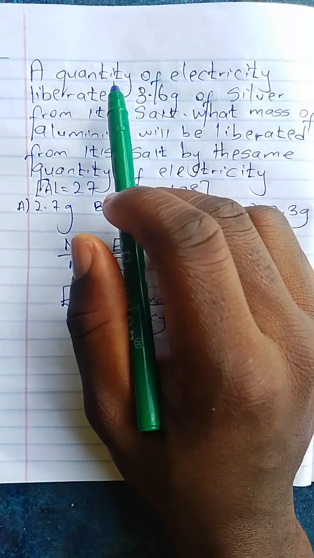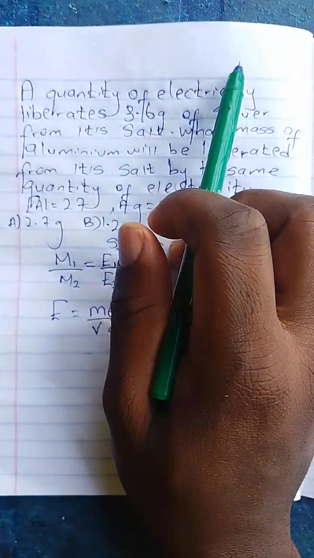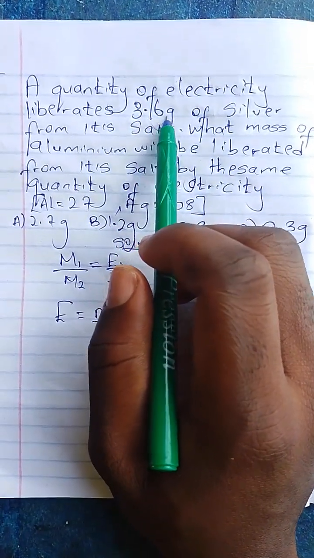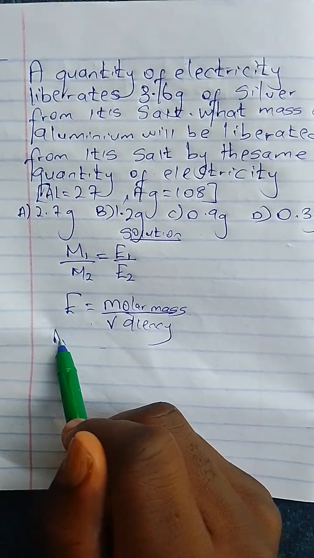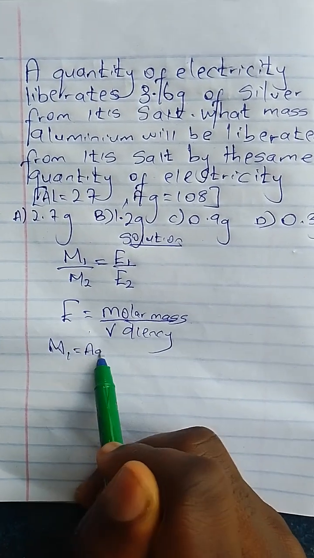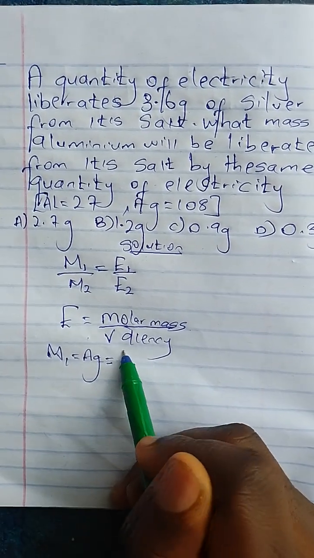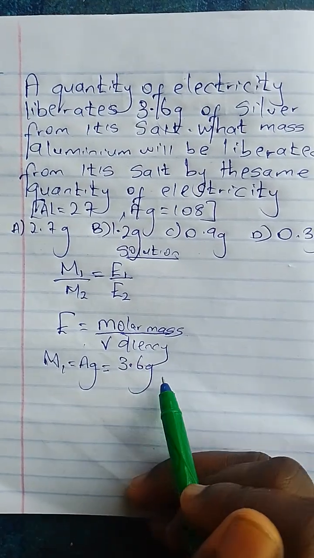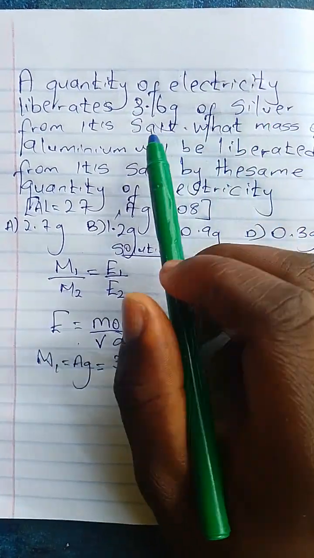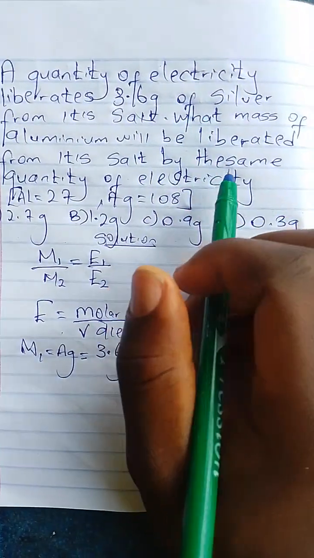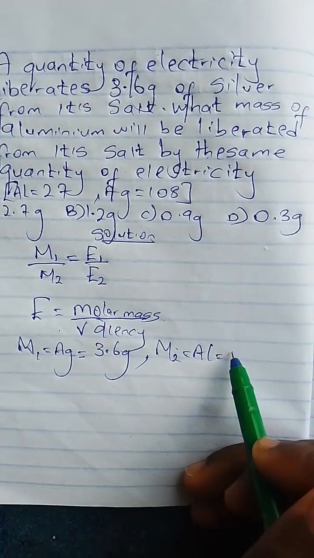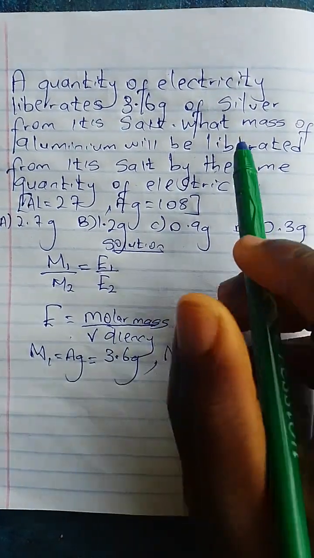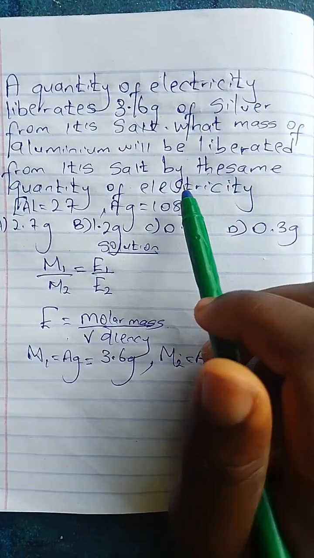Okay, now let's go on to the question. It says a quantity of electricity liberates 3.6 grams of silver. So you can say the first element, M1, is silver, which is 3.6 grams. From each salt, what mass of aluminium will be liberated? So M2, being the mass of aluminium, is what we are told to find in the question. It will be liberated from each salt by the same quantity of electricity.